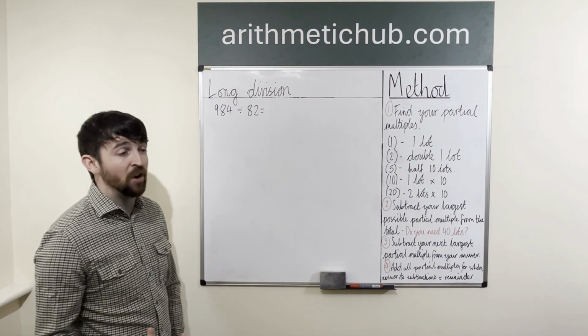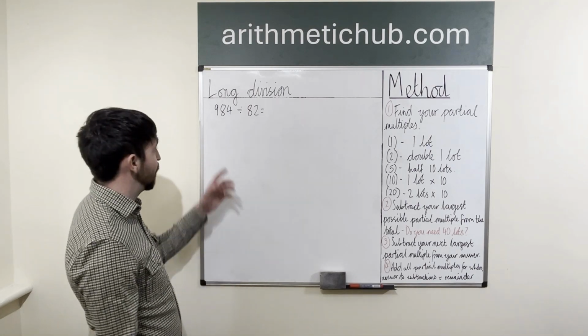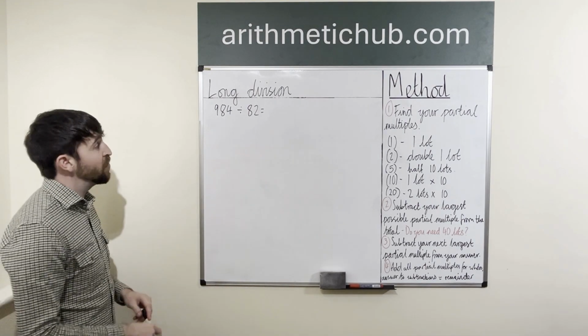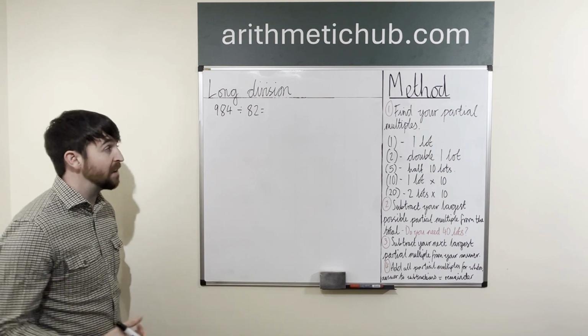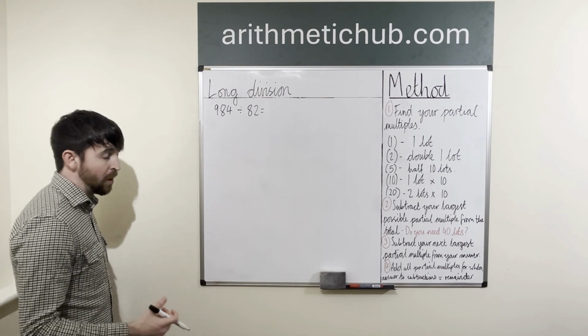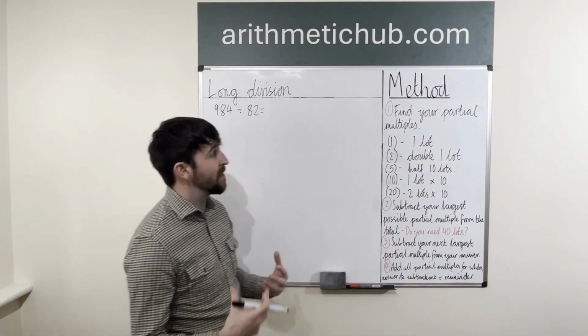This method is called the chunking method. You may have also heard of it referred to as something else. So, the question that we're looking at answering today is 984 divided by 82. So let's start off by looking at our method and what it tells us we need to do.